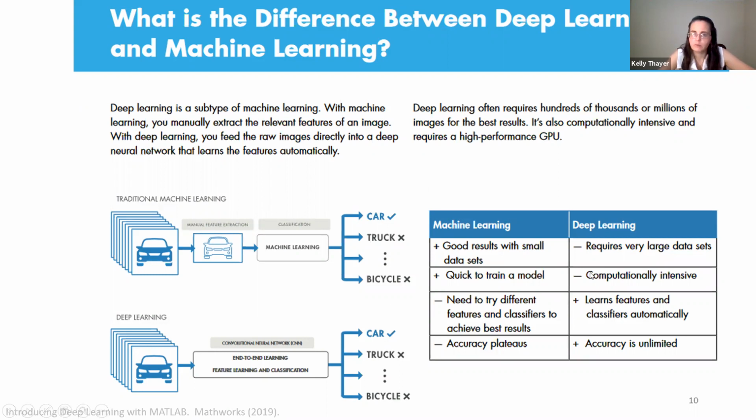Machine learning tends to be quick to train a model. However, deep learning is much more computationally intensive. With machine learning, we need to try different features and classifiers to achieve the best results because we don't necessarily know which ones are going to be the most useful. Whereas in deep learning, the features and classifiers are learned automatically. The accuracy of machine learning will plateau at some level, but the accuracy for deep learning is unlimited.